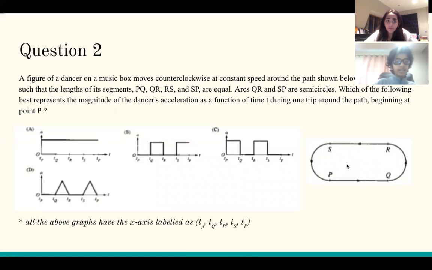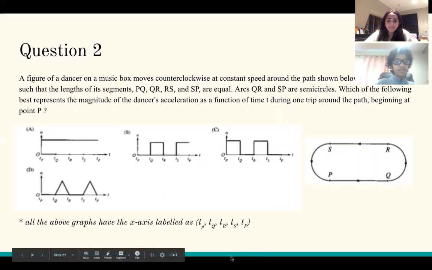And now our second problem. Yeah, and the second problem, Tanvi will take.